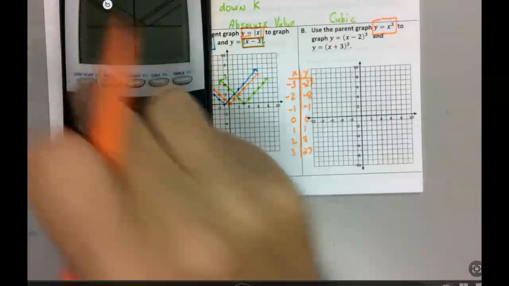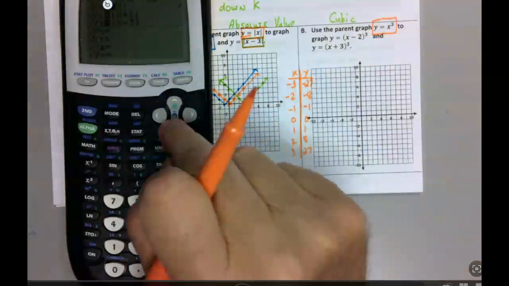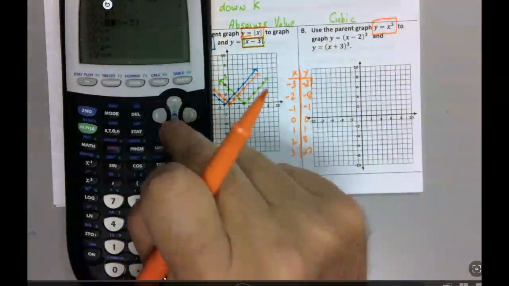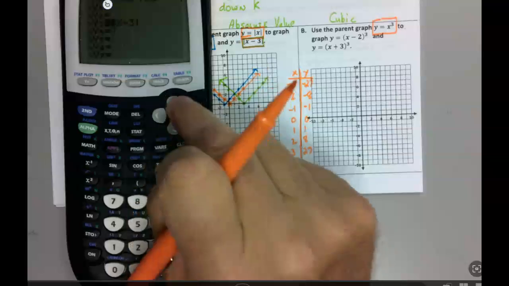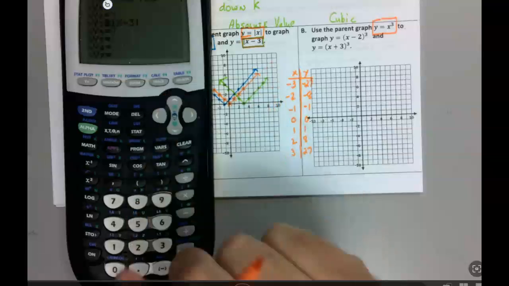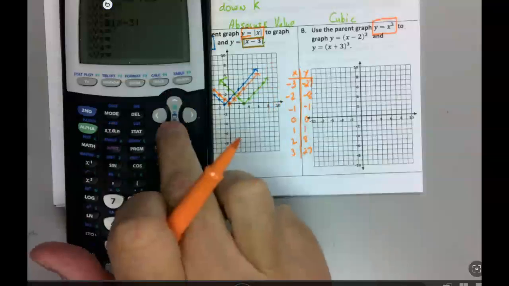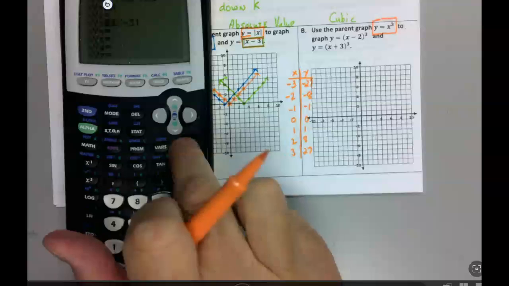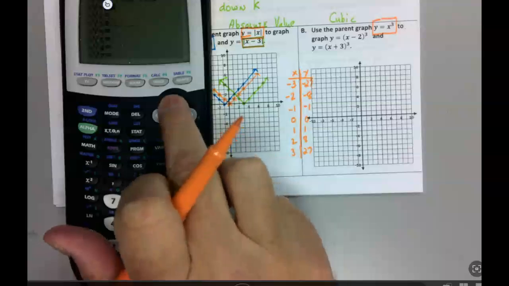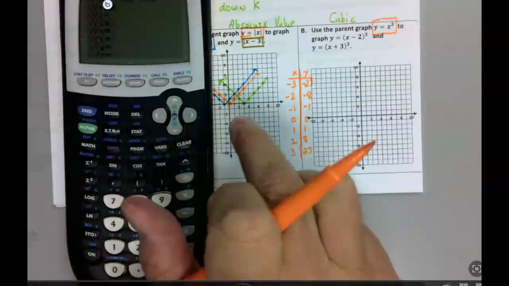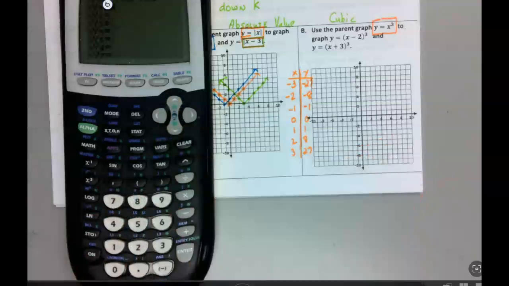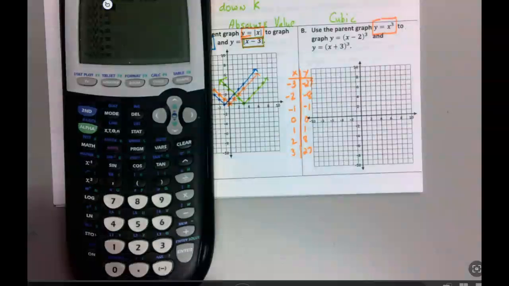So go to your calculator, clear those out, and I'm going to type X. Whoops, I got to clear this one out. Okay. Now, we need to get an exponent there, don't we?